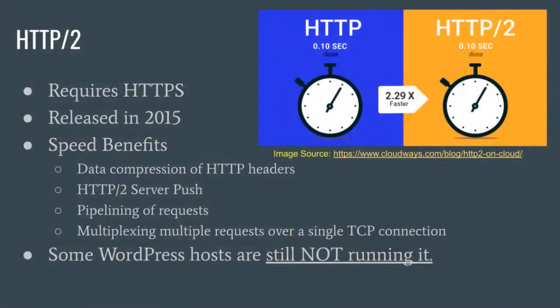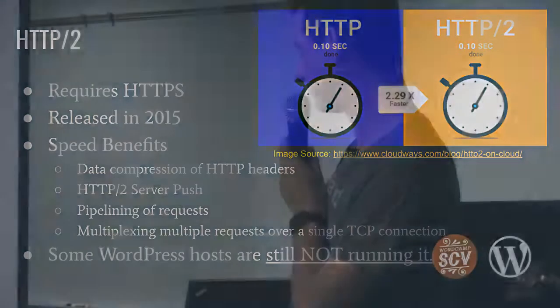HTTP2. Make sure your host is running HTTP2. If you don't know what that is, it does require HTTPS, which you also should have. It's been around for a while. There are some great speed benefits. It compresses things, and other stuff I'm not going to talk about. But some WordPress hosts are still not running it, so check and see. Image compression, this is a big one.